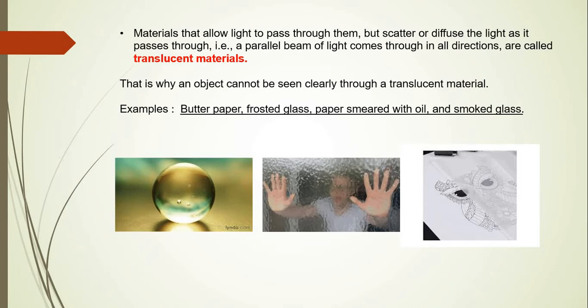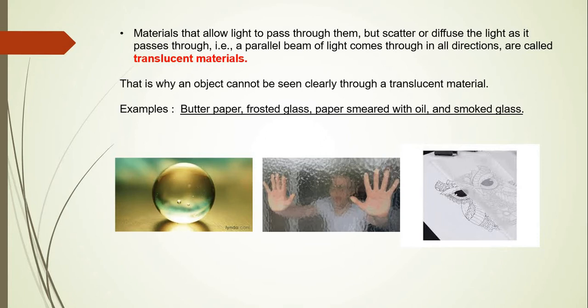So materials that allow light to pass through them but scatter or diffuse the light as it passes through, that is a parallel beam of light comes through in all directions, are called translucent material. See, in translucent material, when light is coming from any object and passing through the translucent material, all the light is not going to pass through it. Some amount of light gets scattered out, means distributed into different directions. Some amount of light gets absorbed, so not all the light will pass through that particular material, and that material is known as translucent material.